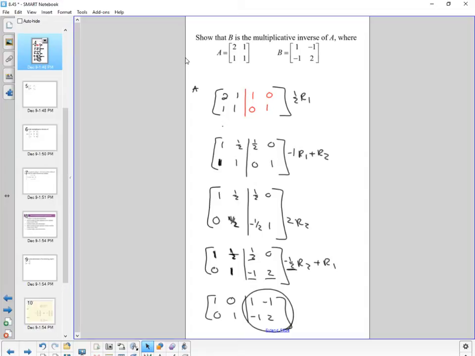Okay. I wasn't going to share this slide, but there is something called a quick method to finding the inverse.